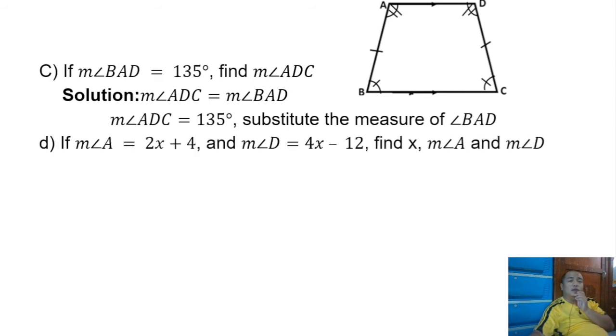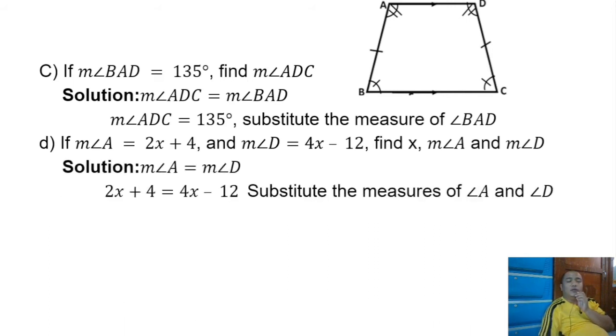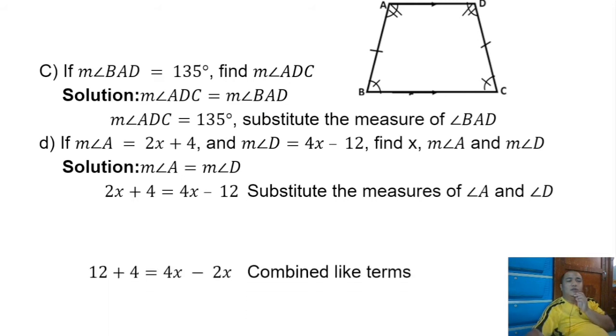Yes. And letter D, if the measure of angle A is 2x plus 4 and angle D is 4x minus 12, find x, angle A and angle D. They are base angles, so they are congruent. So we equate 2x plus 4 equals 4x minus 12. Negative 2x equals negative 16, that means x is equal to 8.